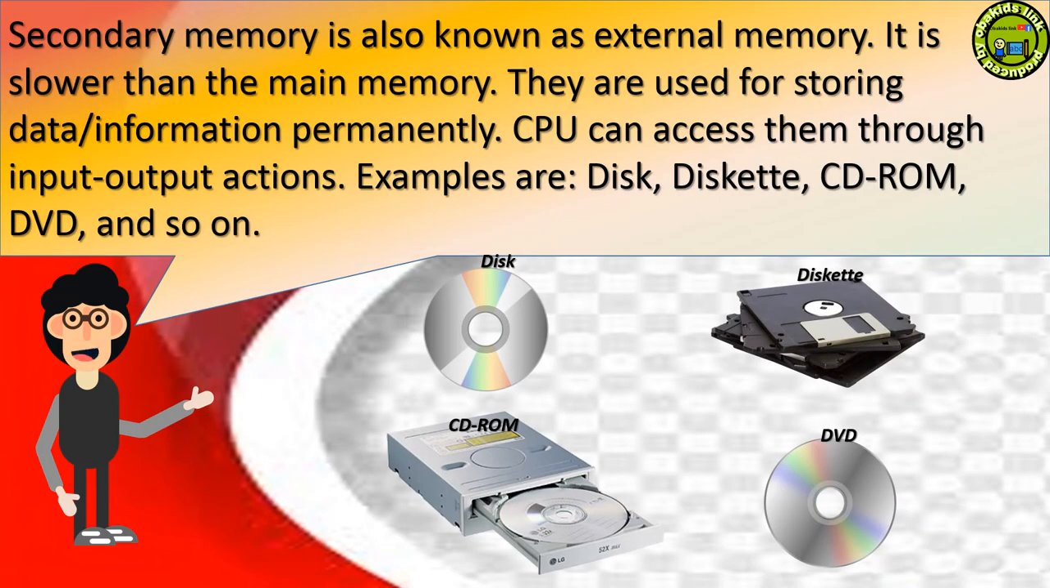Secondary memory is also known as external memory. It is slower than the main memory. They are used for storing data and information permanently.